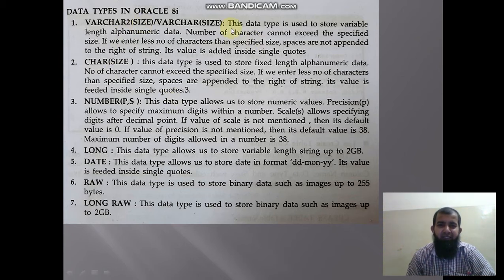This data type is used to store variable length alphanumeric data. The length is not fixed, it can increase also. Alphanumeric means alphabets and numbers. If it contains only alphabets, then also you can use varchar2, or a combination of alphabets and numbers.